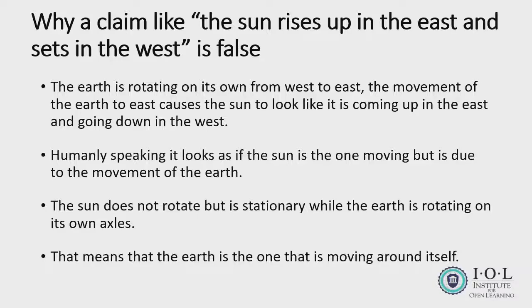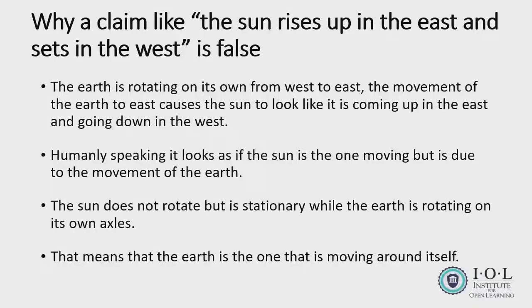So the movement of the earth to the east causes the sun to look like it's coming up in the east and going down in the west. Humanly speaking, it looks as if the sun is the one moving, but the sun does not rotate. It is stationary while the earth is rotating on its own axis. So it's actually the earth that is spinning all the time. That's what makes the sun look like it's coming up from the east and down in the west.